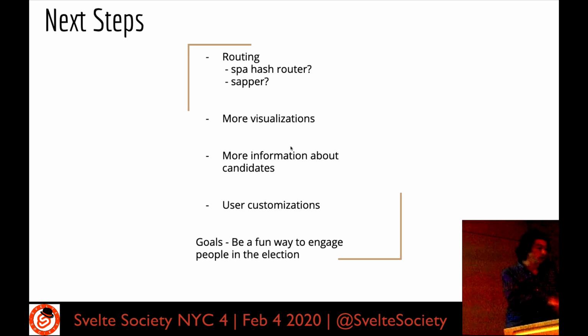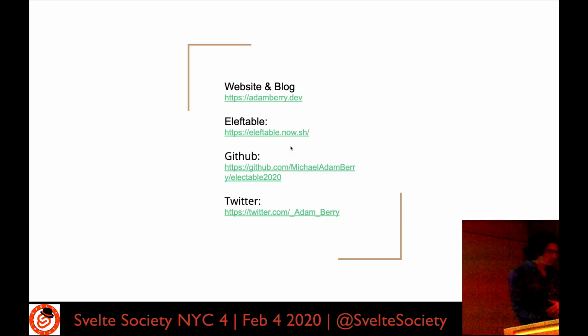One thing the app doesn't do at all is any routing. I played around a little bit with the SPA hash router package, which is great. Also, once I redid my website and blog, I used Sapper, and that was awesome as well. So if it builds out in functionality from here, I think I'd probably want to use Sapper. These are just some ideas that I have of ways that it could be expanded upon if possible. But the goal is essentially just to be a fun way for users to play around and also maybe engage some people around the election.